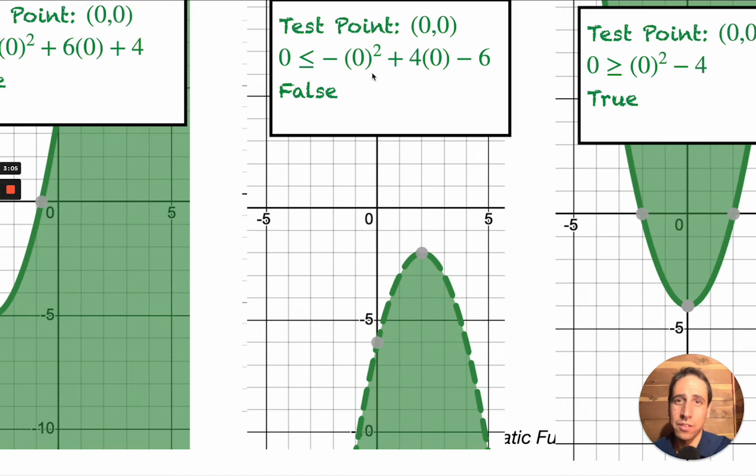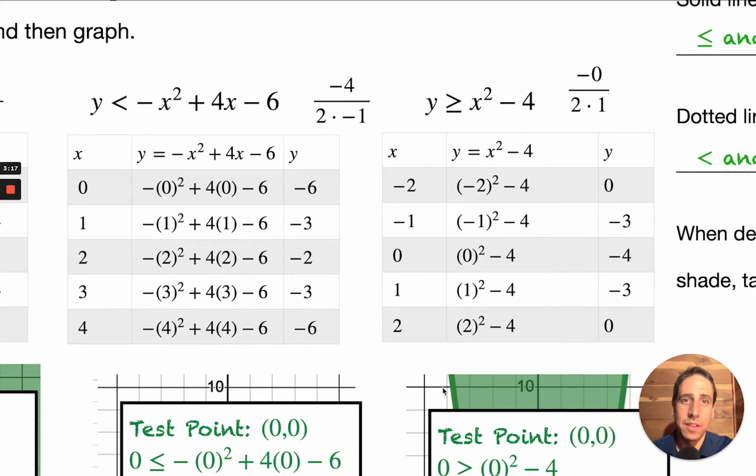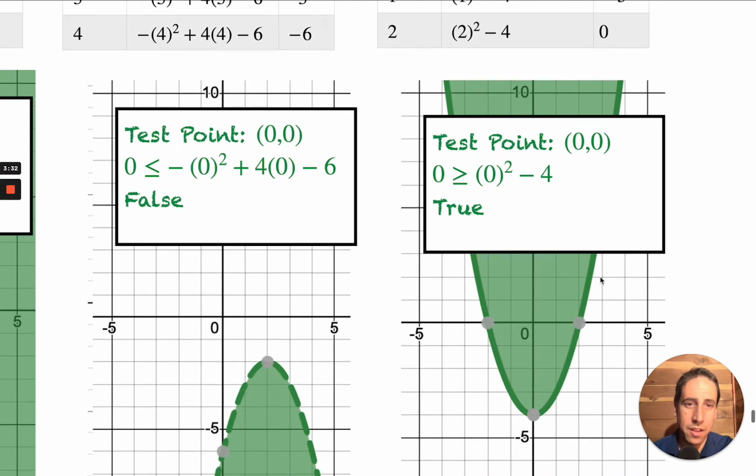We get 0 is less than negative 6, which is a false statement. So don't shade in 0, 0, and don't shade any of its neighbors either in its immediate region. Shade in the other part right over here. A is 1, b is 0, c is negative 4, so negative b over 2a is going to be 0. And so 0 is here, and you can take some numbers on either side, and you get these points to plot, as you can see right here.